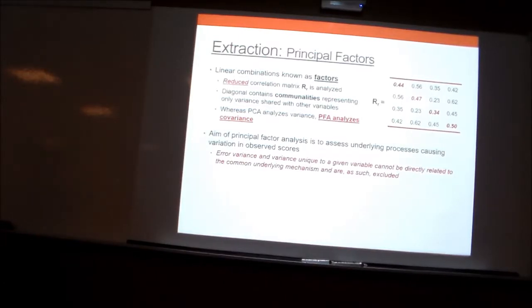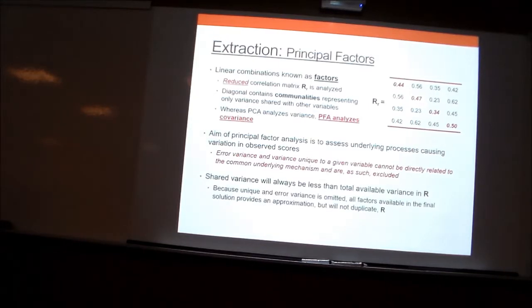And so again, we aim at principal factors, identifying underlying processes driving variation in our observed scores. Unique variance, error variance for any given variable can't be directly attributed to our common factor, and so that's going to get excluded. We're not going to take a look at that, okay? So if we think about this, obviously our shared variance, our covariance, is always going to be less than the total available variability in R. And because we're omitting unique and error variance here, we can go through and extract.